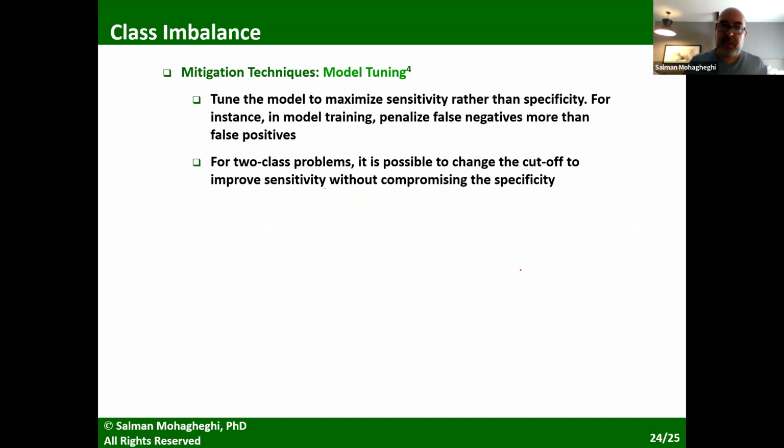Other things that you can do is, when training the model, make sure you give higher weight to sensitivity. So you penalize for poor sensitivity. You don't give too much priority to specificity. That's one way to do it. Or sometimes what you can do is play with the threshold to see if there is a threshold for which sensitivity can be improved without impacting specificity that much. These are the two things that we can do during tuning and training of the model.